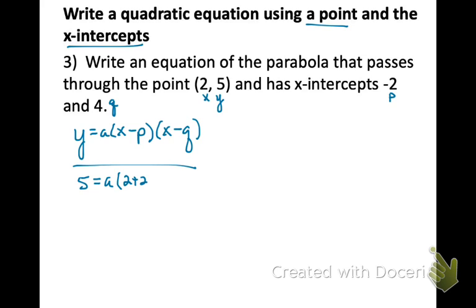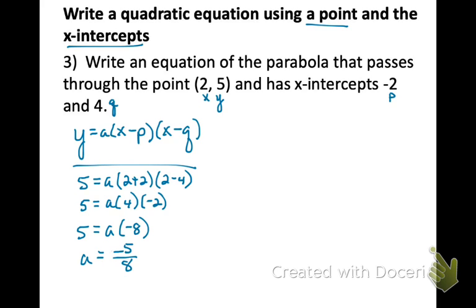So y is 5, and that equals a times (x is 2). When you subtract a negative 2, it's like adding 2, and then times (2 minus 4). Then you'll just do the math. So what's inside the parentheses first, and then the multiplication, and then finally the division. So this particular a value is negative 5/8.